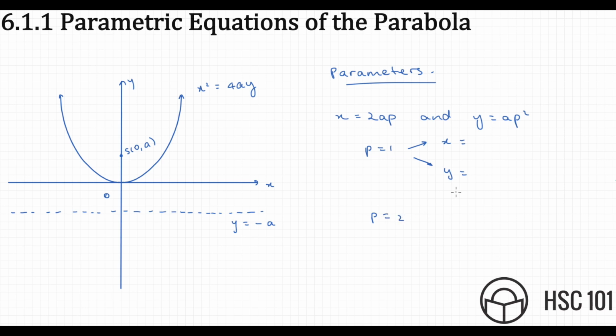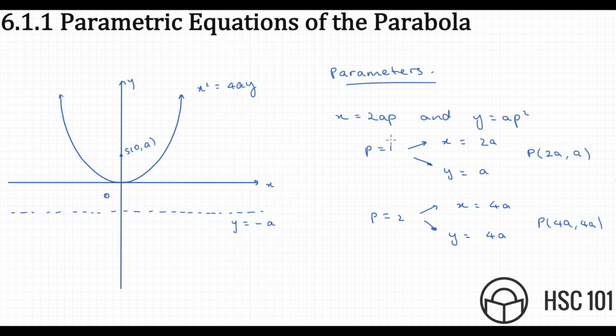So if p equals 2, well, in this case, when p equals 1, I know that x equals 2a, y equals a times 1 squared, which is just a. If p equals 2, we can see that x equals 2a times 2, which is 4a. And our y value is going to be given by, of course, a times 2 squared, which is 4a. So each value of p gives us a unique x and a unique y, which in turn gives us a coordinate, okay, or a point on the parabola. So if the small p equals 1, we're dealing with the point (2a, a). If small p equals 2, we're dealing with the point (4a, 4a), etc., etc.